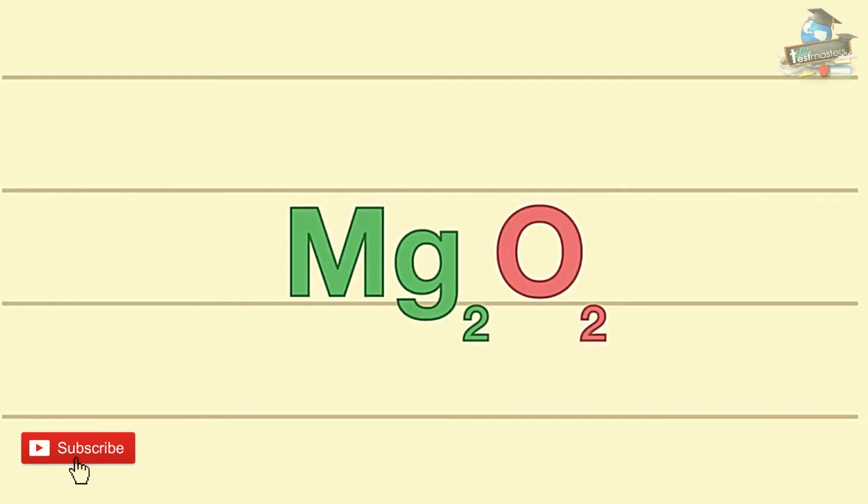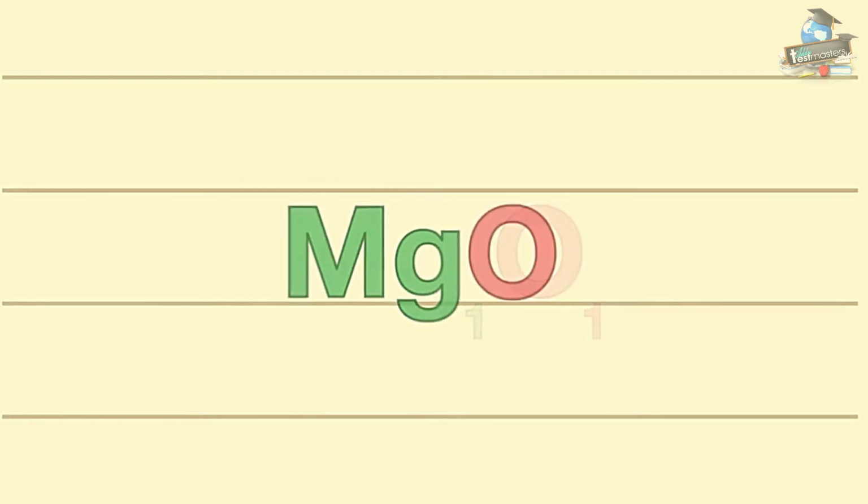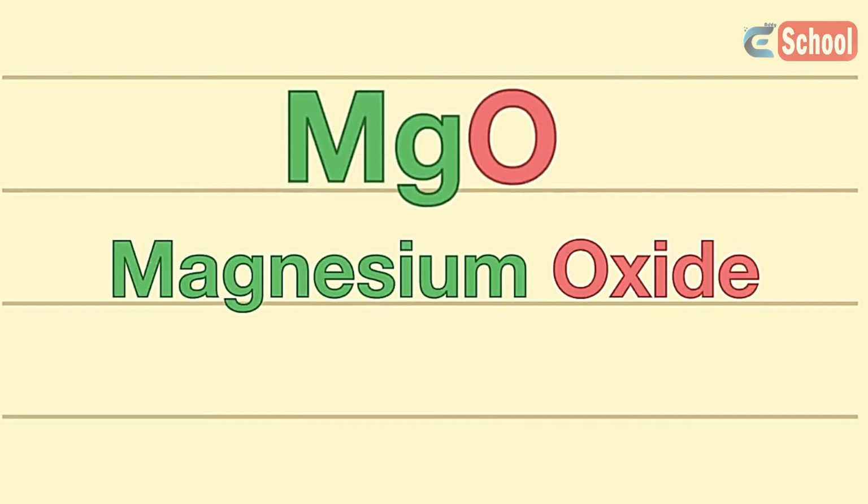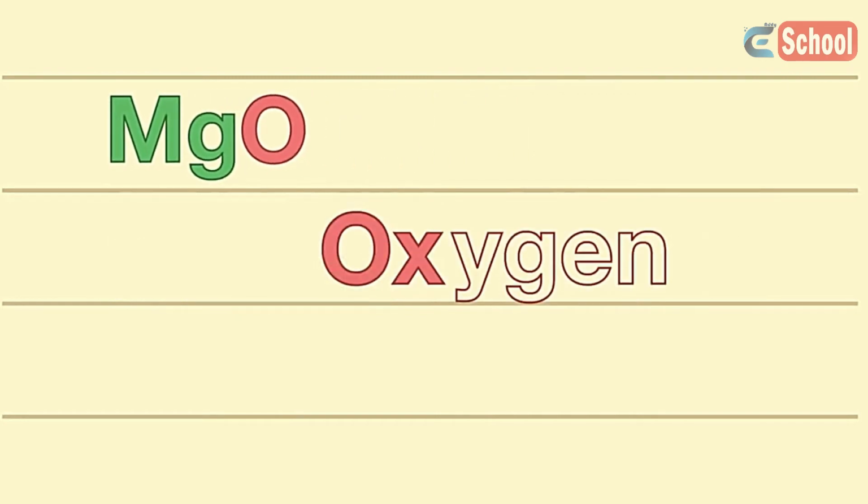Mg2O2. However, 2 to 2 can be reduced to 1 to 1. Therefore, the formula is MgO. The name of this compound is magnesium oxide. Remember that we keep the first syllable and we change the ending to an "ide."